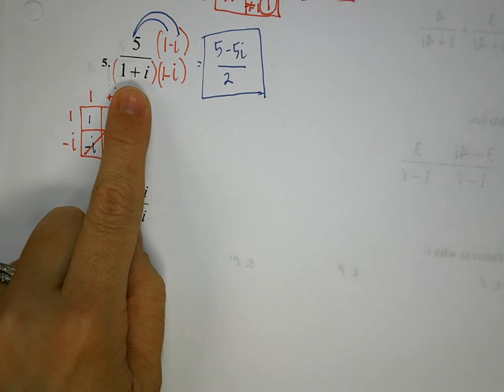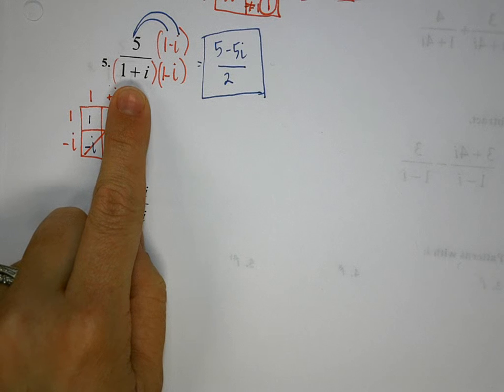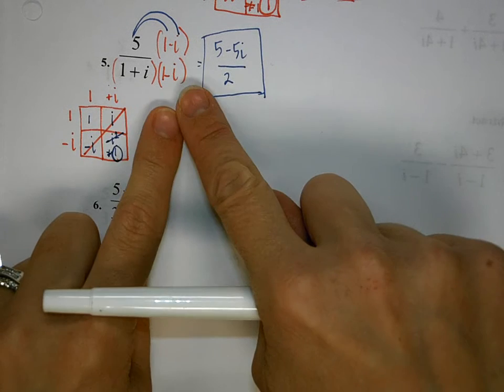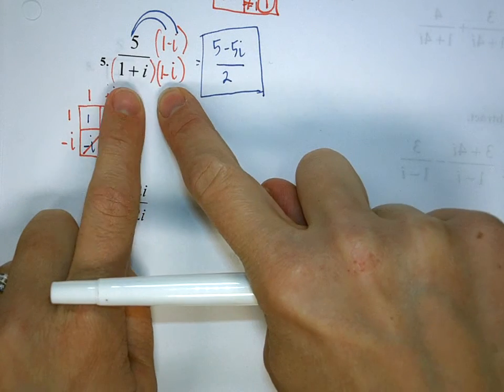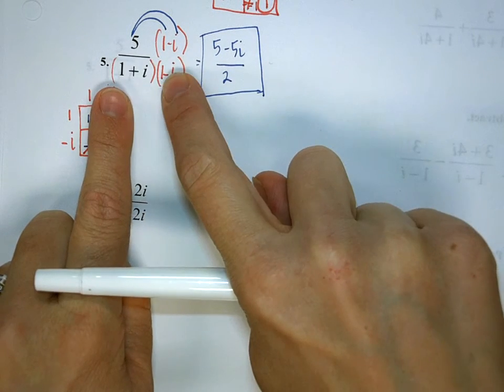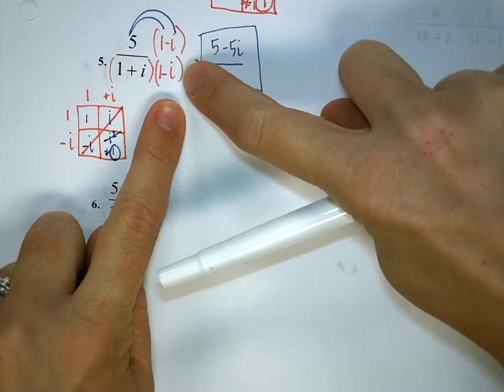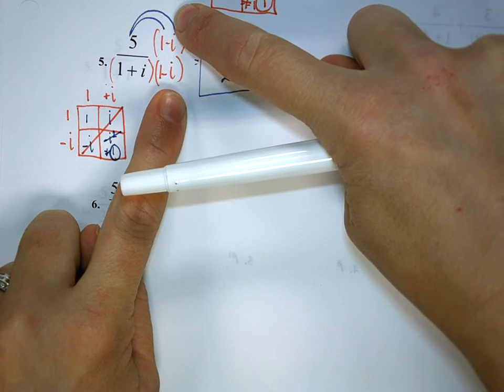Anytime that you have a plus or a minus in the denominator, the only way to get rid of this i is by multiplying by the conjugate. The conjugate is written exactly the same as the first one, except if this is plus, this is minus. If this was minus, this would be plus. Whatever I do to the bottom, I also have to do to the top.